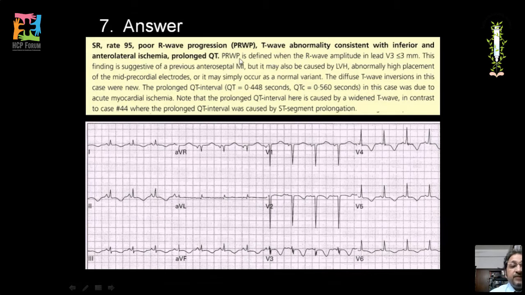And what does it suggest? It usually suggests a previous anteroseptal MI, but it may also be due to left ventricular hypertrophy or abnormally high placement of the precordial chest leads. So it is not diagnostic for anteroseptal MI. It is just a suggestion. So you have to rule out other causes as well.